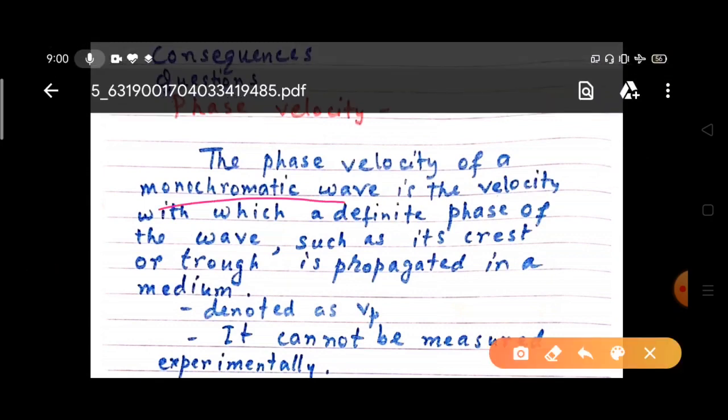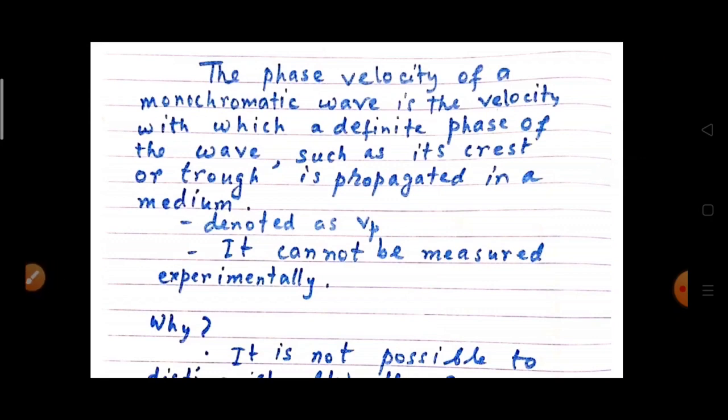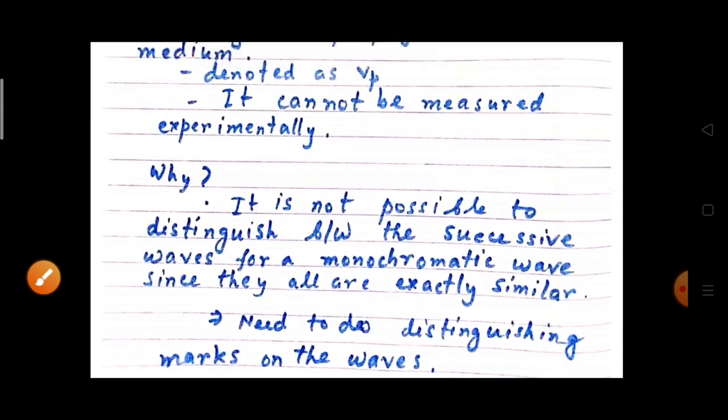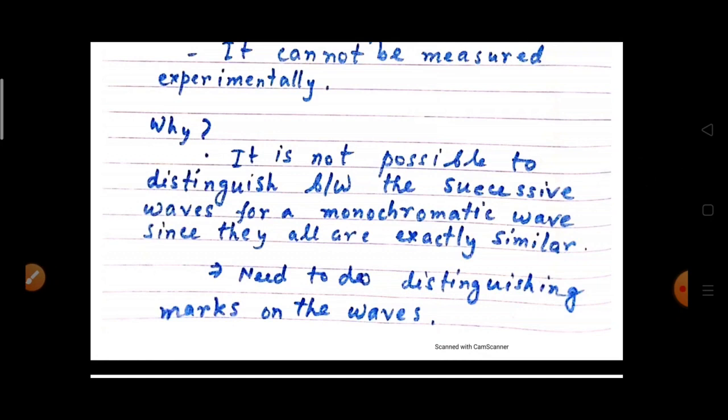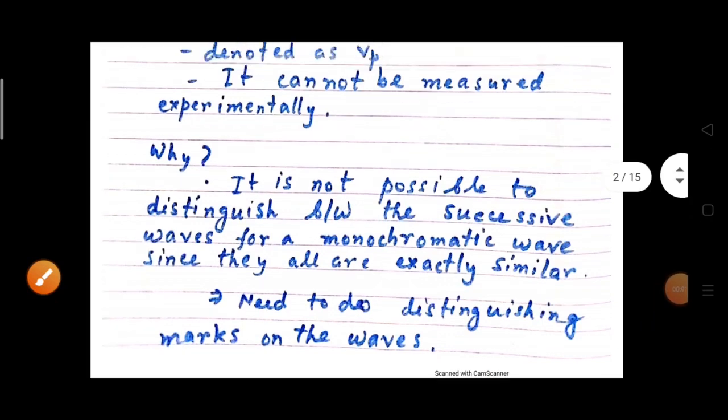If I want to write the definition for a monochromatic wave, the phase velocity is the velocity with which a definite phase of the wave, that is its crest or its trough, is propagated in a medium. Can you measure phase velocity experimentally? No, it cannot be measured. Why? Because you have to distinguish between the successive waves of a monochromatic wave. They are all exactly similar, so how is it possible to distinguish them and put a distinguishing mark on the wave? This is not possible, so we cannot measure phase velocities experimentally.